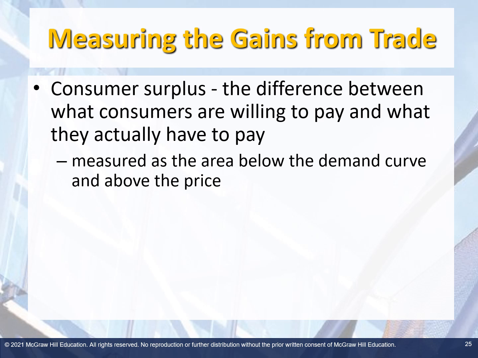Consumer surplus is the difference between what consumers are willing to pay and what they actually have to pay. It's measured as the area below the demand curve and above the price. Producer surplus is the difference between the price received and the willingness to produce, measured as the area above the supply curve and below the price.